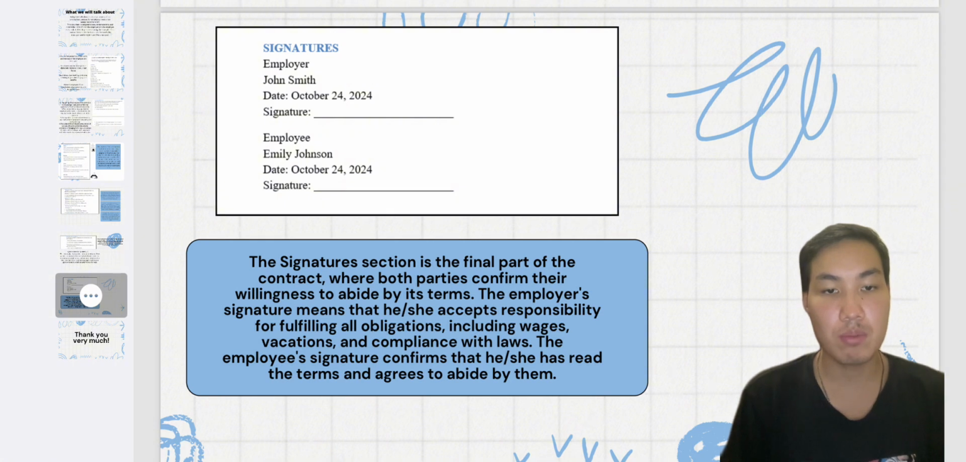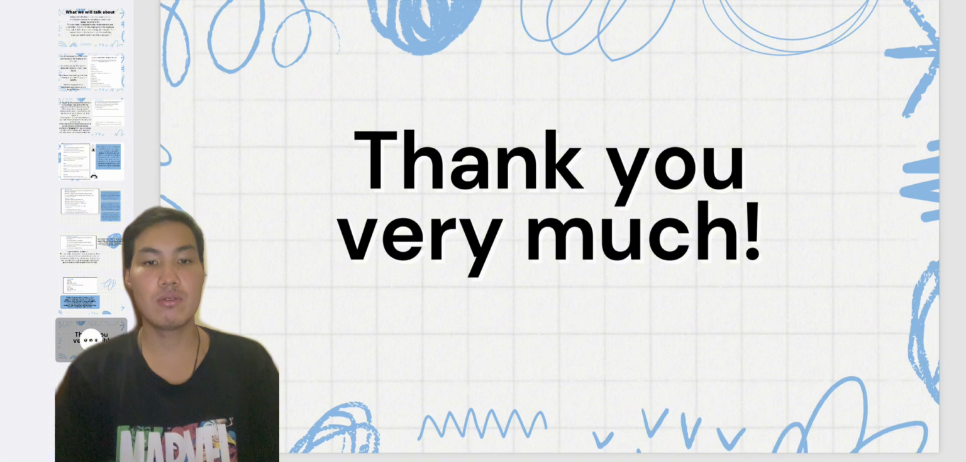The signatures of both parties make the contract legally binding, and in the event of a dispute, it can be used in court as evidence of agreement on the terms. And also, by signing the contract, both parties confirm that the agreement is entered into voluntarily and with full understanding of all the terms.